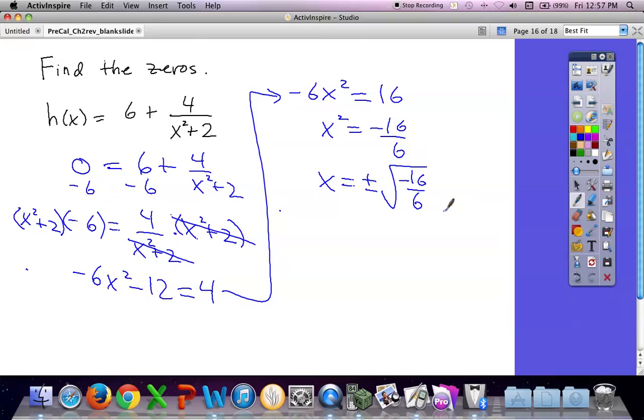You could have, at some point, just graphed this thing right here and looked for where it crosses the x-axis. It would have never crossed the x-axis. You could just say from the graph, it doesn't cross, so there are no zeros. We don't need to, because we're being asked for zeros, which are real numbers. So when we see that this is going to lead to i as the solution, we can just say no zeros. So this is going to be imaginary, which is no zeros.